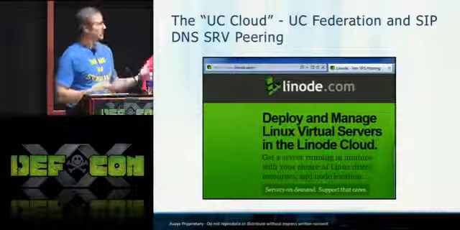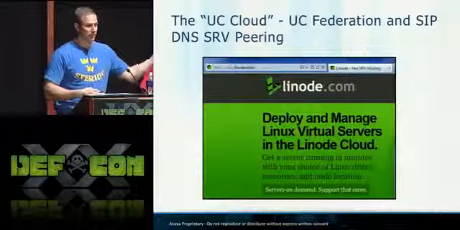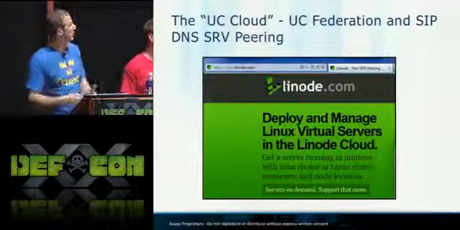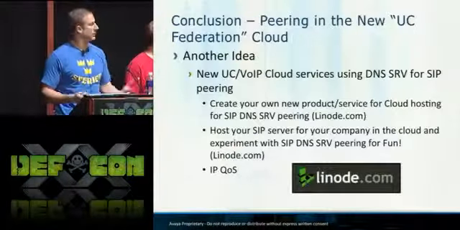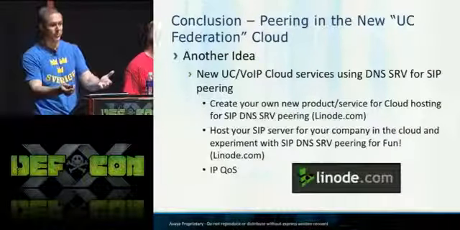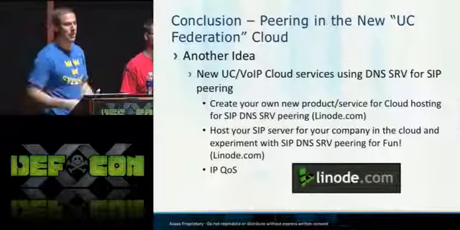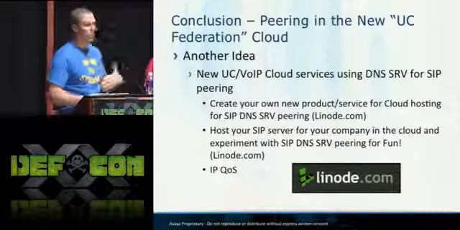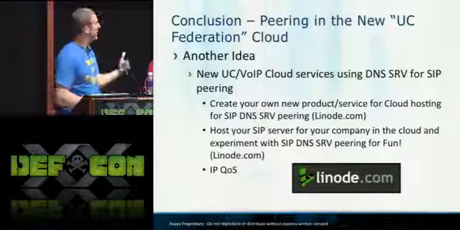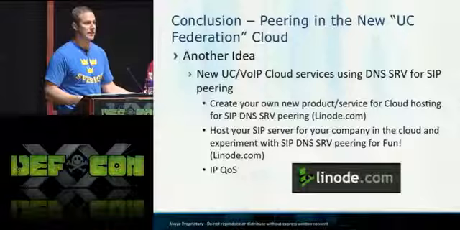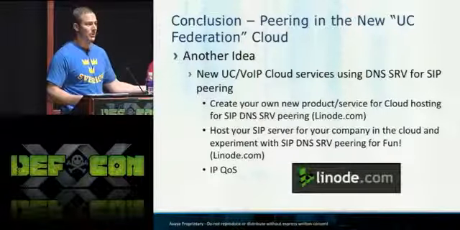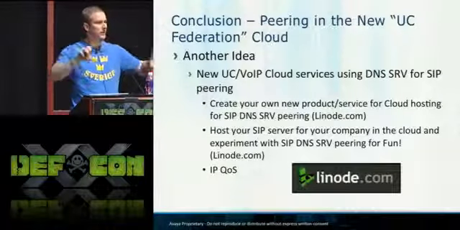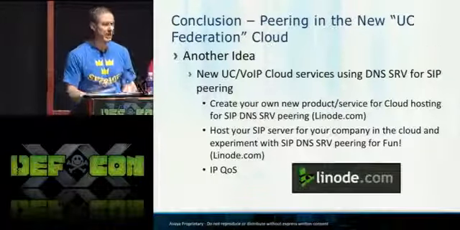One more thing. This is pretty cool. Linode.com, we found these guys. So you create your own UC Federation and SIP DNS SRV peering service. We're giving this idea away to you guys. Go out and make some money. Start playing around with Linode.com and Asterisk. Create your own new product or service. Create a hosted DNS SRV service in the UC cloud. More and more people can do this UC cloud service, and then there can be peering out on the internet, and all we have to really handle is this IPQoS problem.